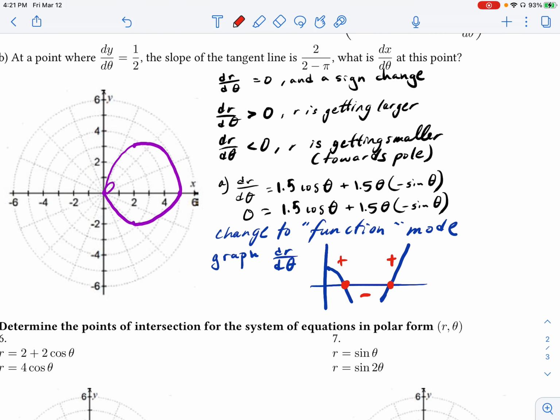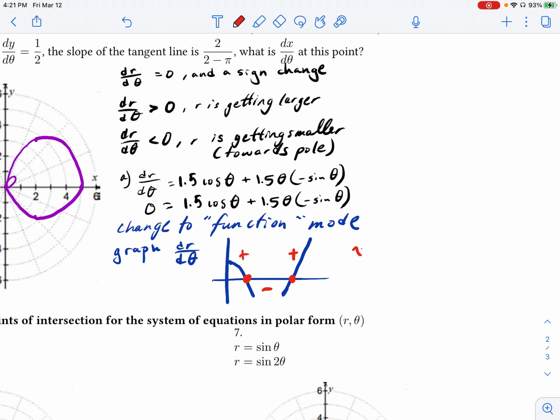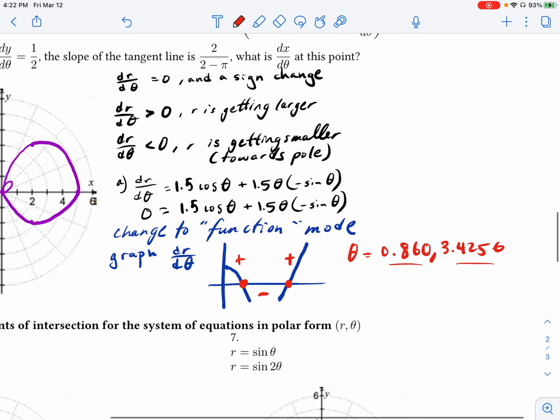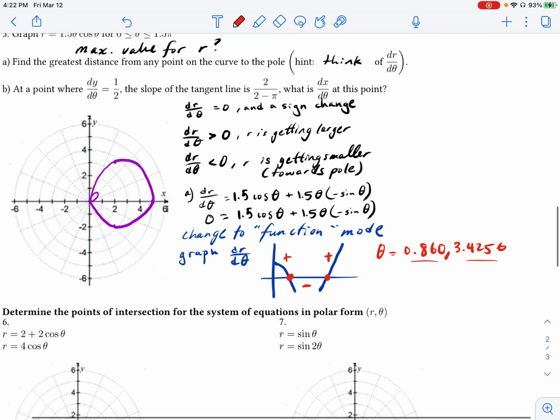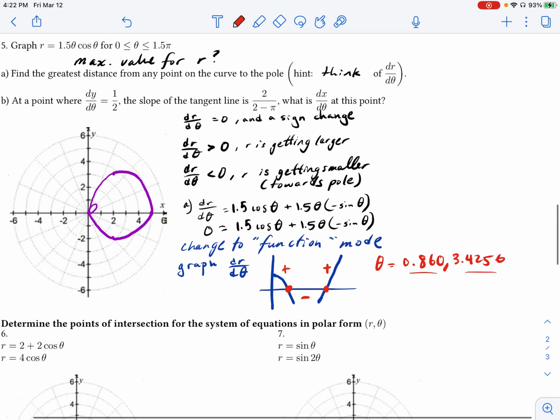And what you hopefully found was the following. You hopefully found that x is equal to, or instead of x, I know your calculator is calling it x, but I'm going to call it theta, so we know what it means, 0.860 and 3.4256. These are the two places where our derivative is equal to 0. Now again, these aren't our maximums. We then need to take these values and plug them back into r, into our original polar function, so that we can find what those r values are. No pun intended.